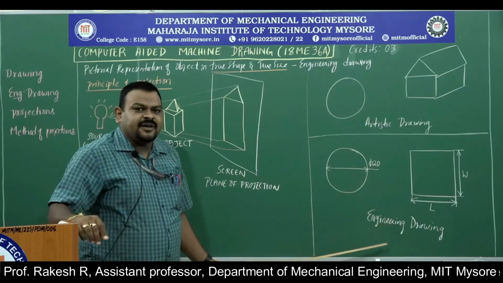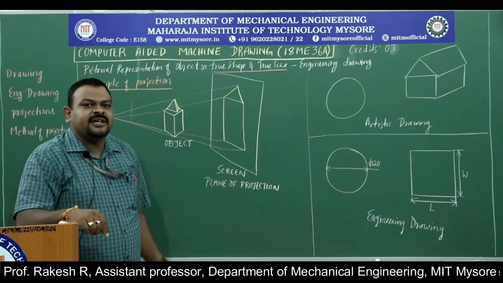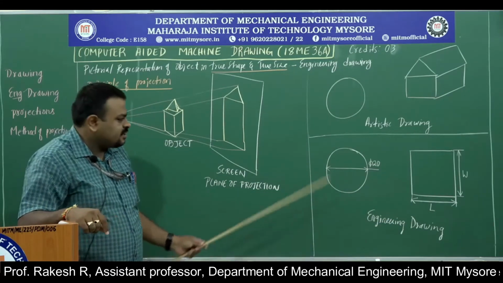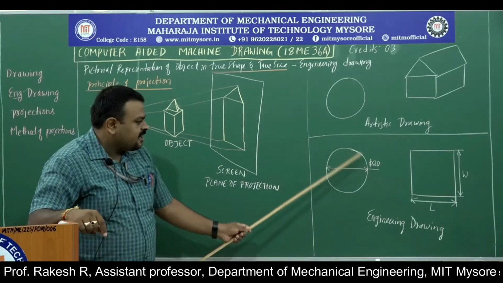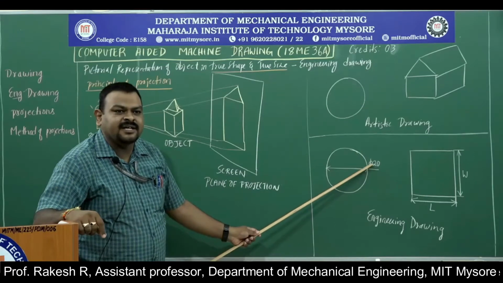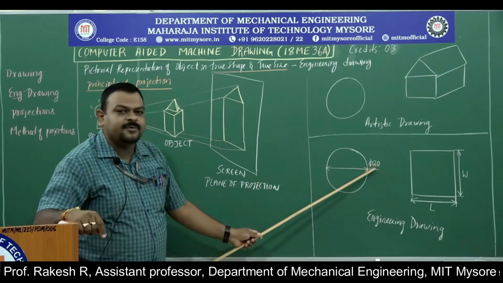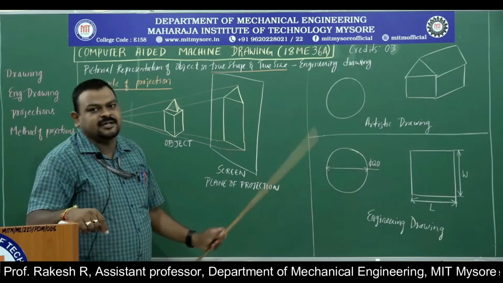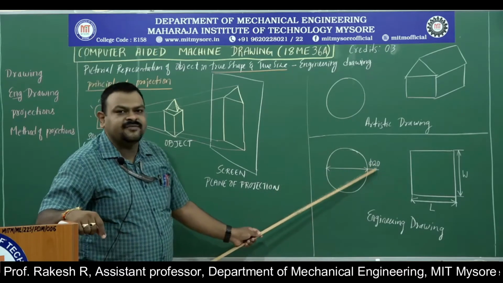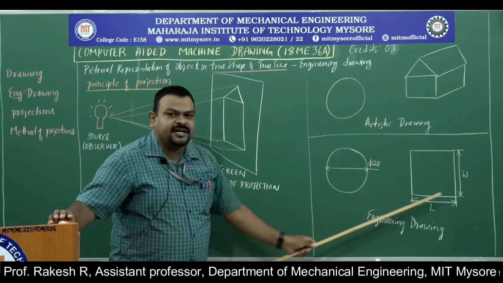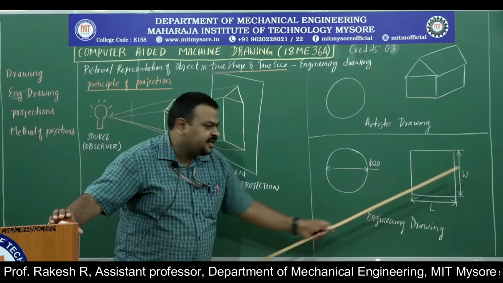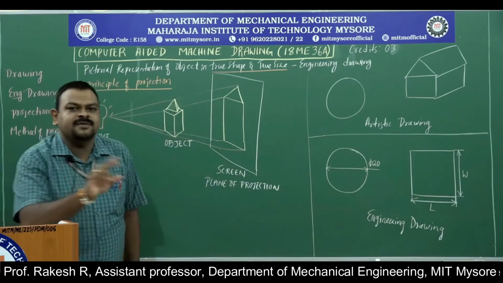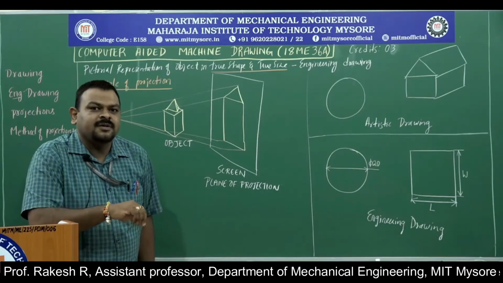Whereas in engineering drawing, we need to represent a drawing in true shape and true size. This is a circle. The representation of a circle is like this, and we are giving a dimension. This dimension represents the size of the circle, so this means diameter 20. Similarly, this is a rectangle, and we will specify the length and width. In engineering drawing, we will be specifying with dimensions.